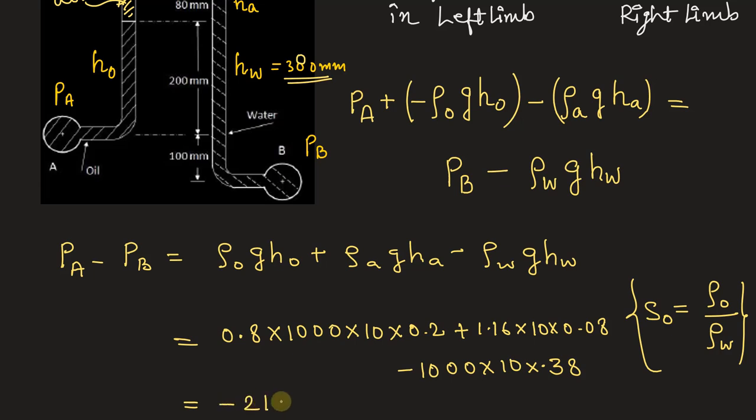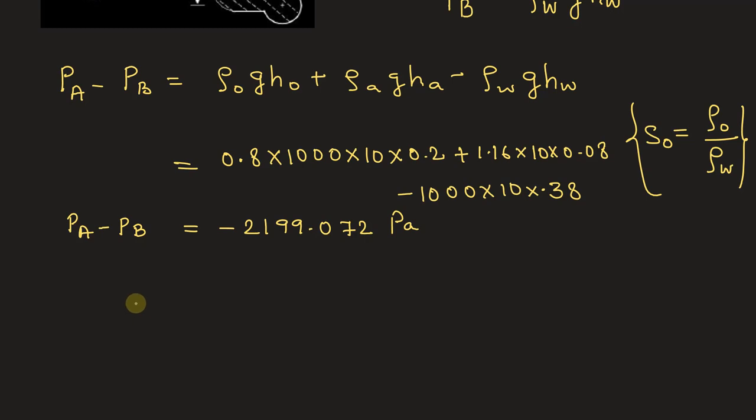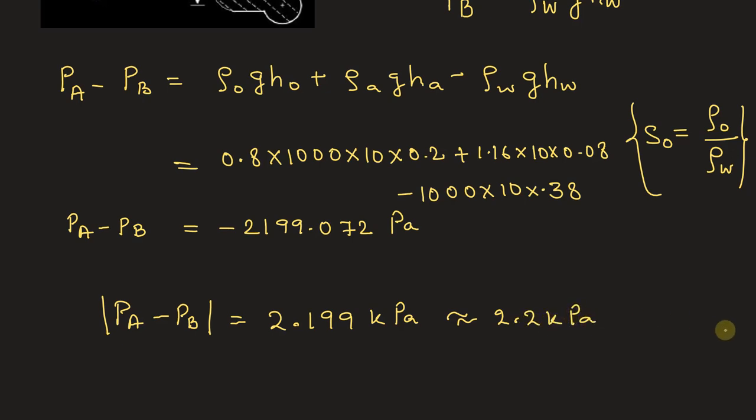minus 2199.072 Pascal. Okay, so this is PA minus PB. Now we need to find only the magnitude. Okay, so PA minus PB will be equal to 2.199 kilopascal, or we can also write this as 2.2 kilopascal.